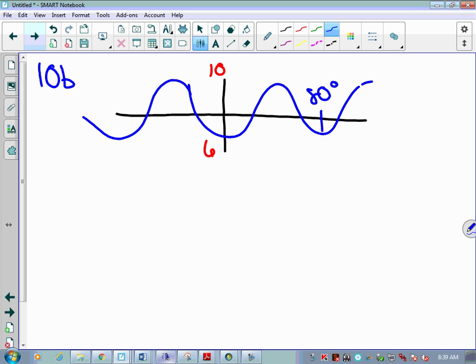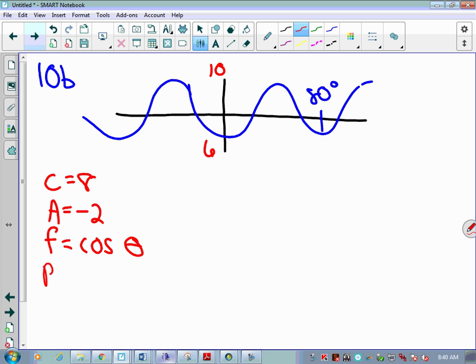All right, let's see if we understand this one a little bit better. What is our center line? What's between 10 and 6? 8. Okay, our amplitude, does it appear to be positive or negative? Negative. All right, so if we're at 8, we're going down to 6. My amplitude is what? Negative 2. Our function is cosine. I believe they're using theta for this as well.